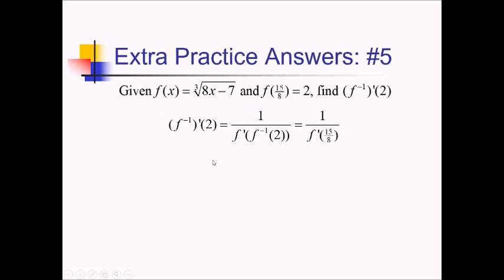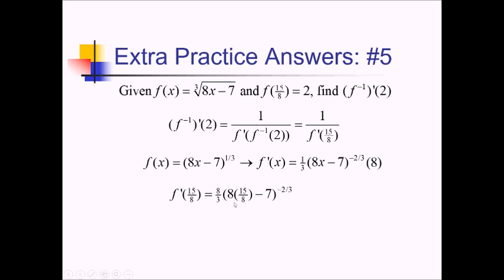Well, let's get f prime, and even before that, let's rewrite f as 8x minus 7 to the 1/3 power. There we go, f of x, not f prime of x. So then the derivative of that, we're going to use the chain rule. This is going to be 1/3 times 8x minus 7 to the negative 2/3 times the derivative of 8x minus 7, so times 8. And then I've got to plug in 15 over 8 in for x right here, and I'll just move this 8 to be with the 1/3, so 8/3 out in front. So we have 8/3, 8 times 15 over 8 minus 7, all raised to the negative 2/3.